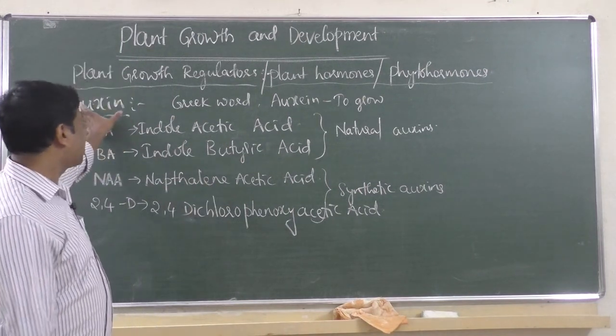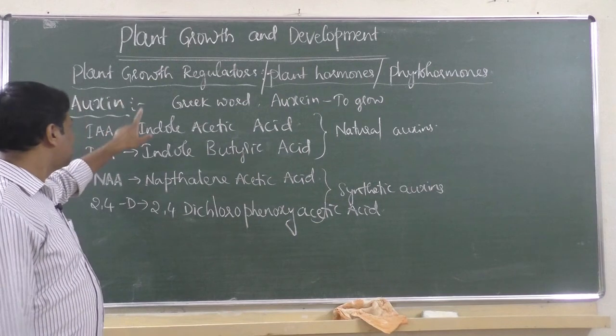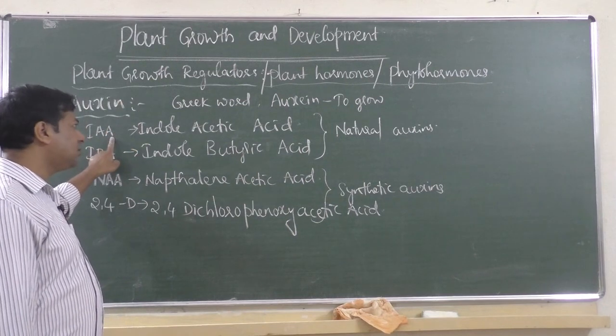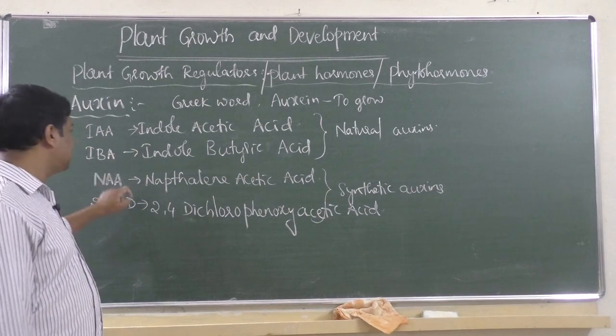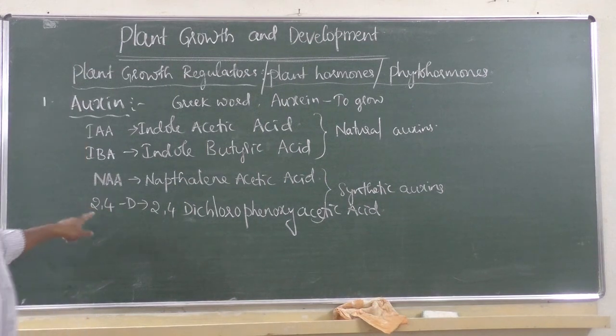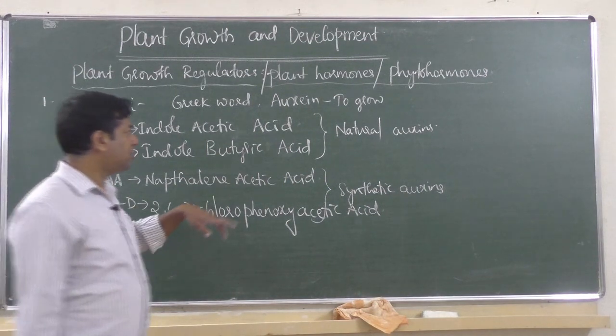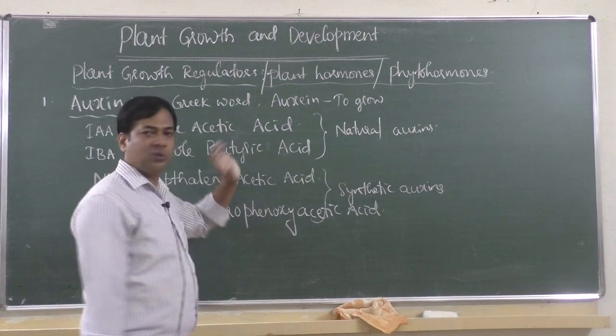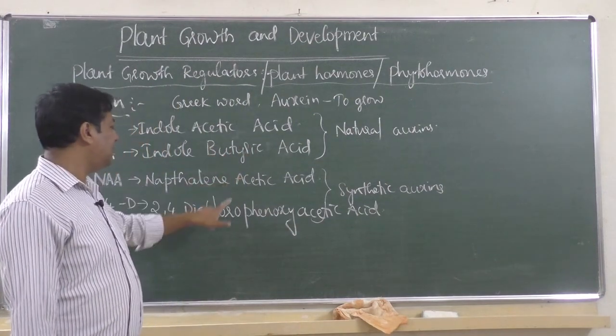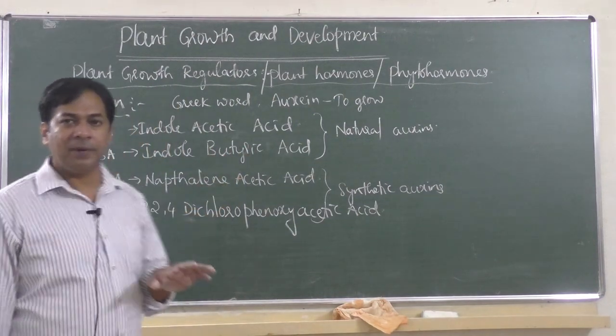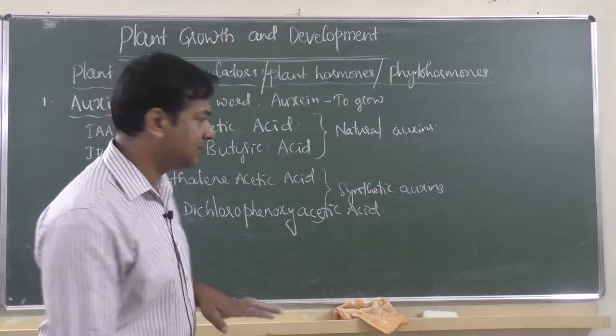Auxin is a broad term. So IAA is also auxin, IBA is also auxin, NAA is also auxin, 2,4-D is also auxin. But the first two, IAA and IBA, are naturally produced by the plant. NAA and 2,4-D are not produced by the plant but are available in the market.